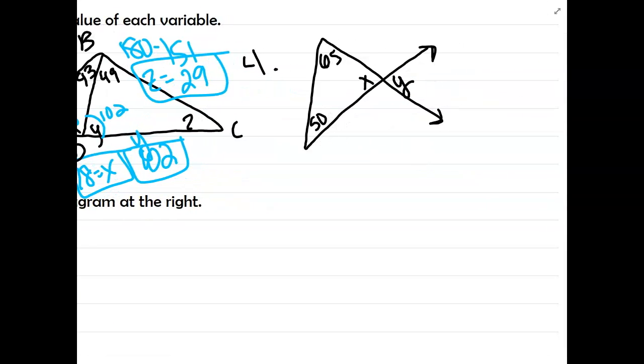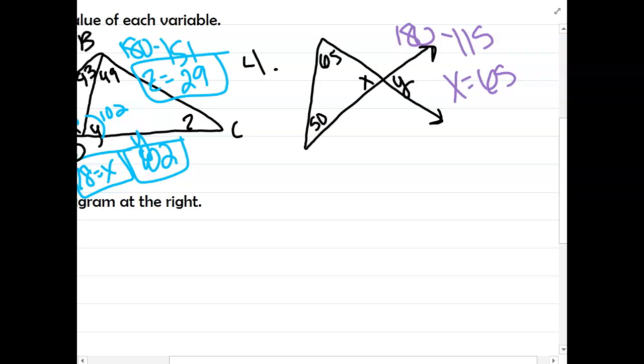Okay, which one should I find first? X, by doing the exact same thing we've been doing, right? 50 plus 65 gives me 115. 180 minus 115 would give me 65.